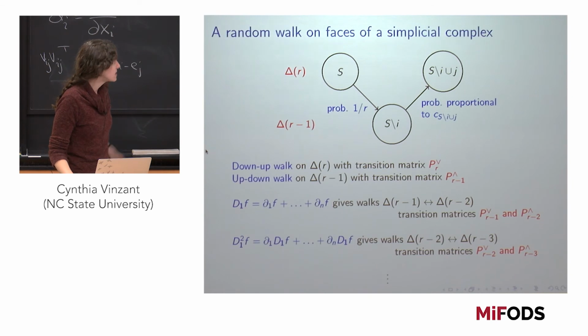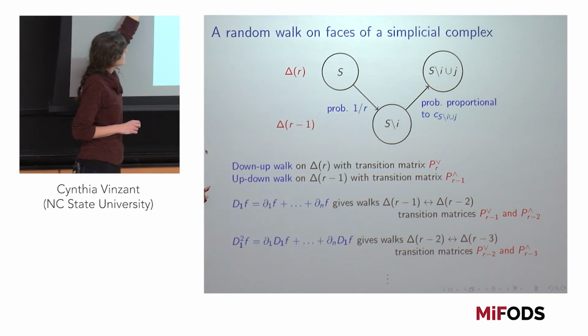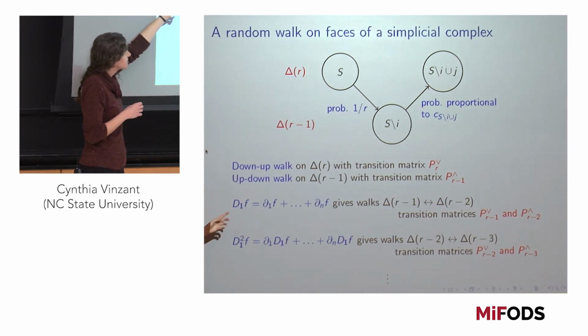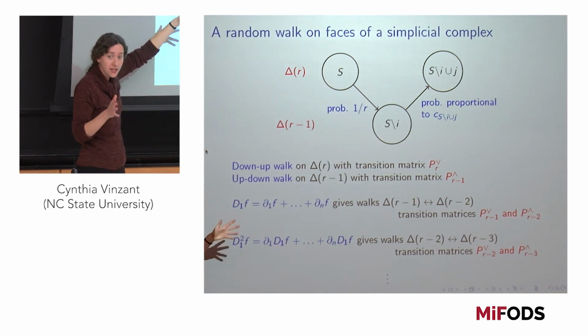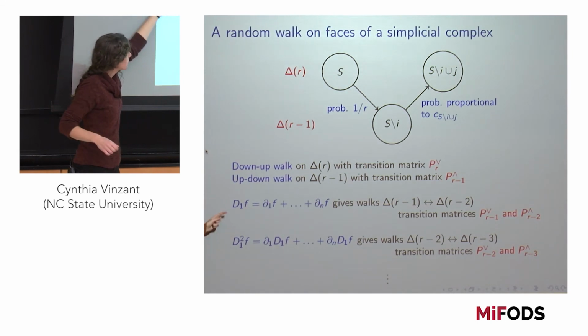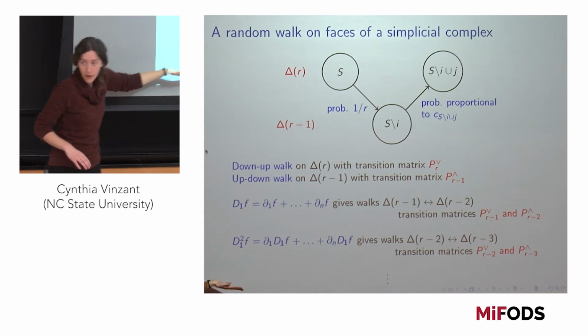And what actually happens is that in order to analyze these random walks on really large, the n choose r-ish subsets, it's useful to analyze potentially much smaller random walks.